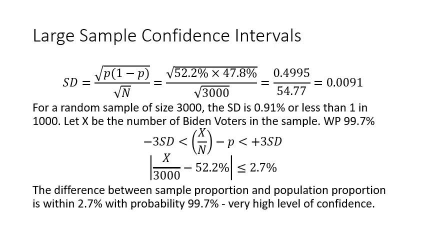So what is 3 SD? 3 times 0.91% is 2.7%. So basically what we're saying is that if we take a random sample of size 3000, the proportion of Biden voters in this sample will be different from the true value 52.2% by less than 2.7% most of the time, with very high level of confidence. So basically we have a 2.7% error margin between the sample proportion and the true proportion.